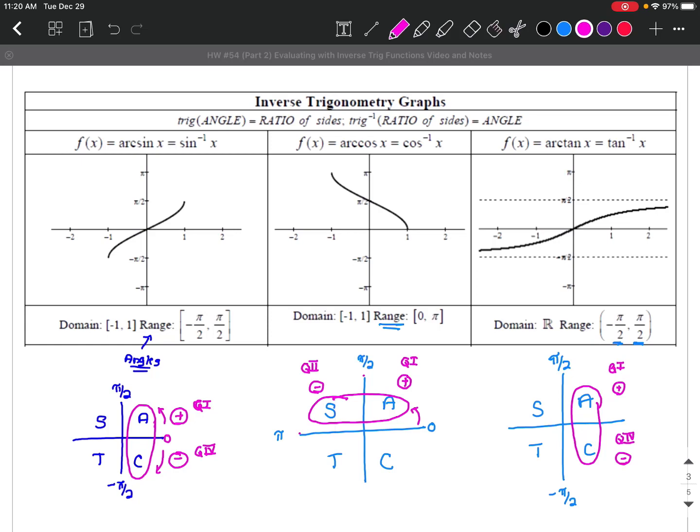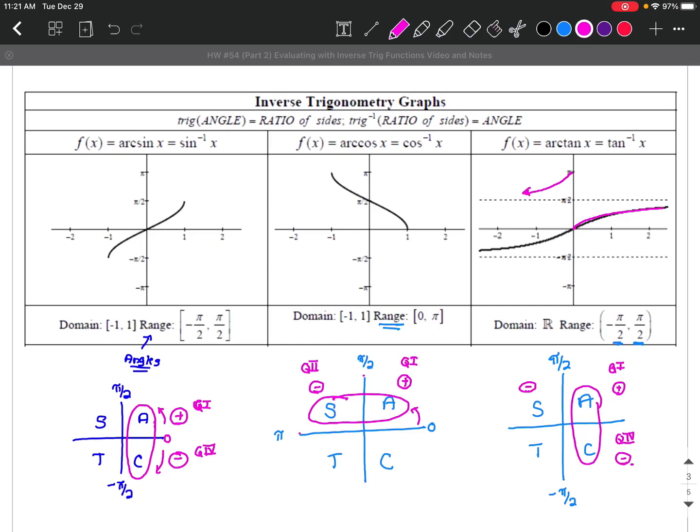Okay, now why did we go to the fourth quadrant for tangent instead of the second quadrant? Because tangent is also negative. The reason, here's our fourth quadrant angles. If we used the second quadrant, the graph would be up here.